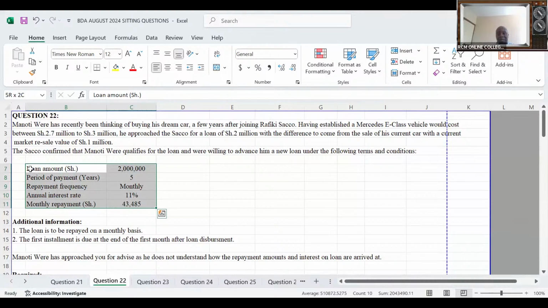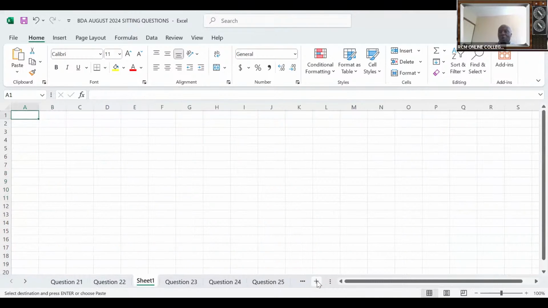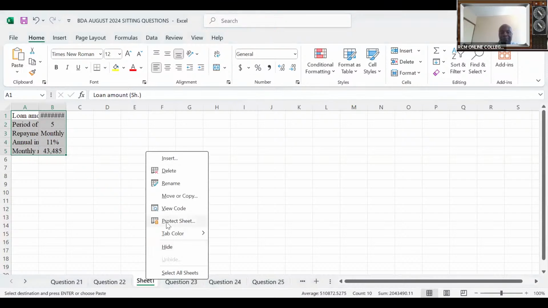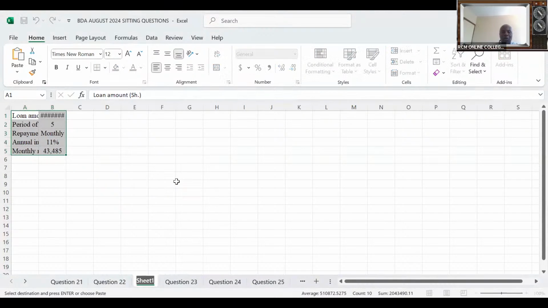And then I'll be able to copy this particular loan information table, Control C, and then I can open up a new worksheet where I'm going to have a solution for question number 22. Control V, like that. So of course, it'll be important for me to rename this sheet. I'll rename this one here to Question 22 Solution. So my solution is there.